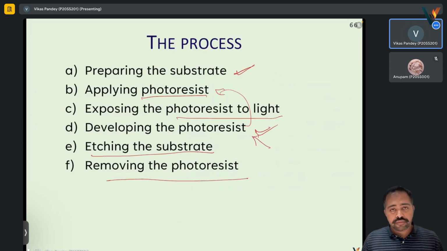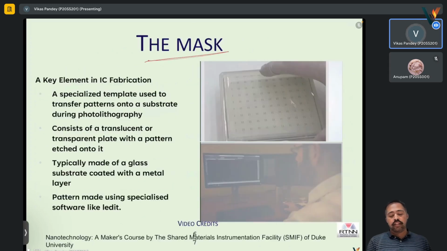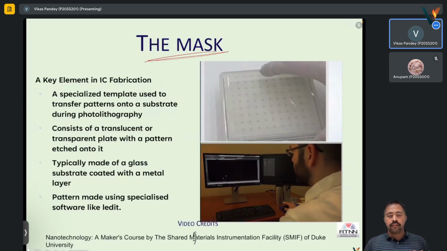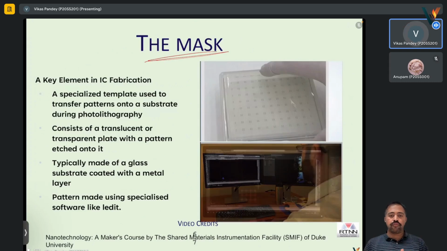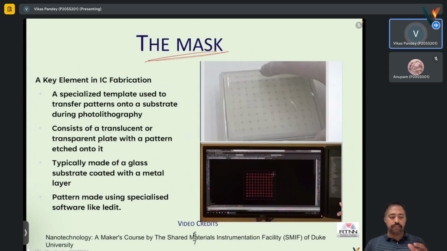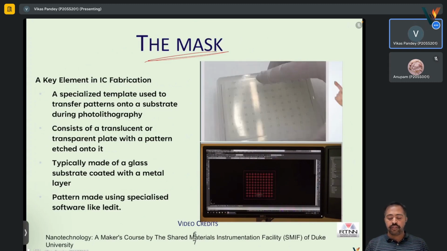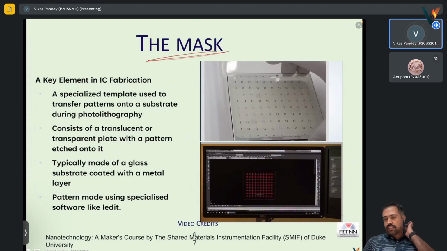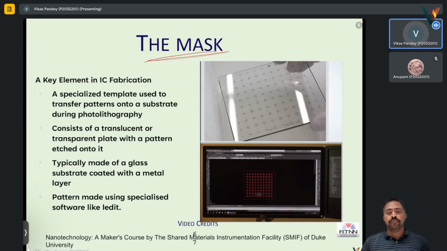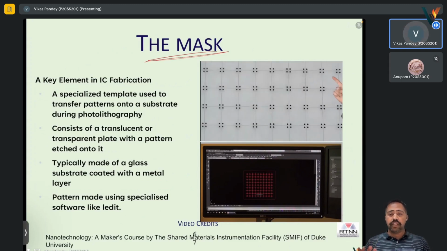One of the key things here is the mask that is used. It's the template that is designed using software. What we want to make over our wafer is designed using TCAD software, and then they are printed. They have transparent areas with the patterns over them. So this is one mask that is used to create the pattern on the wafer.